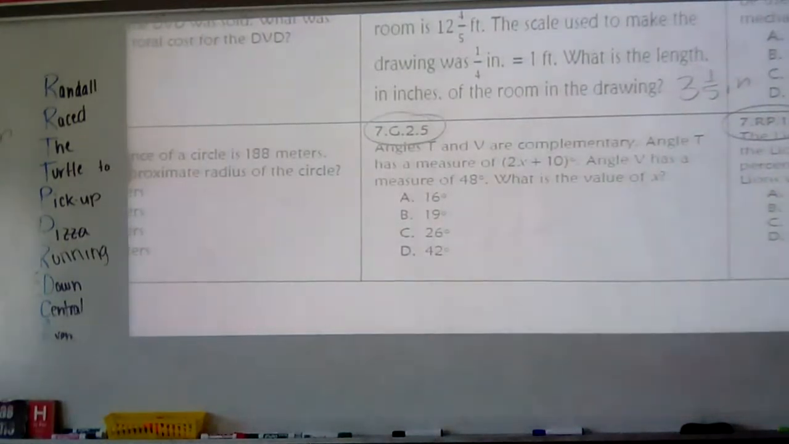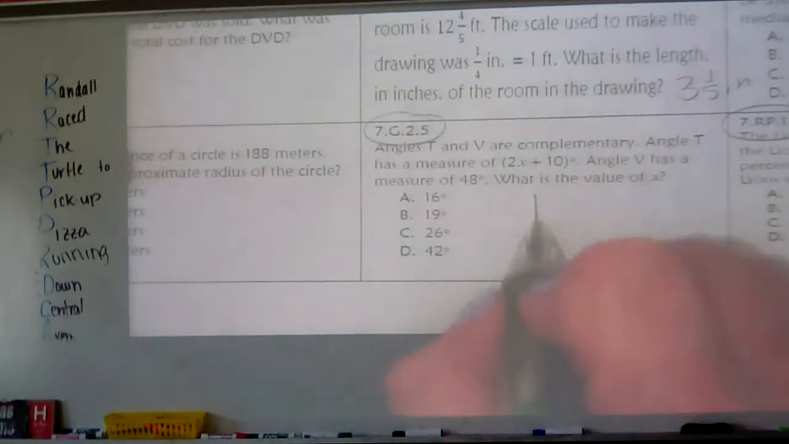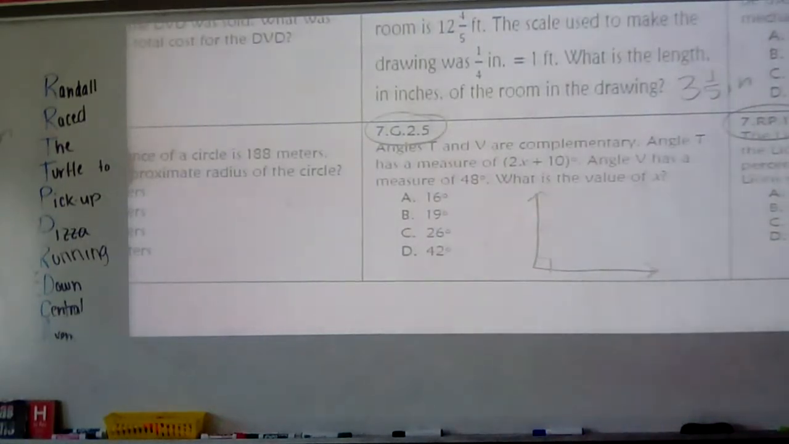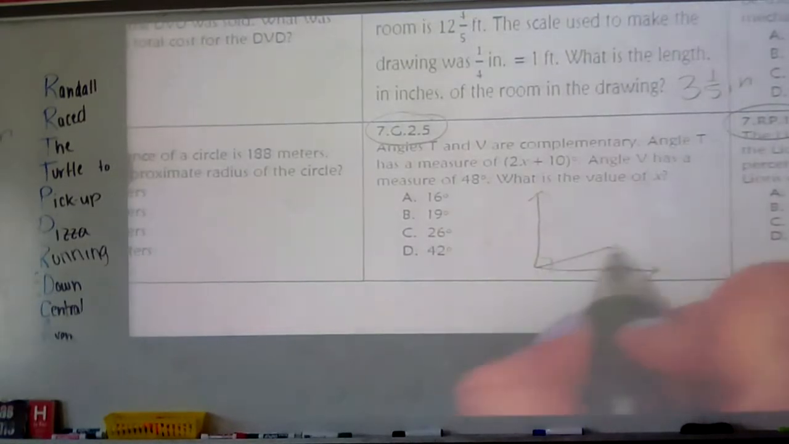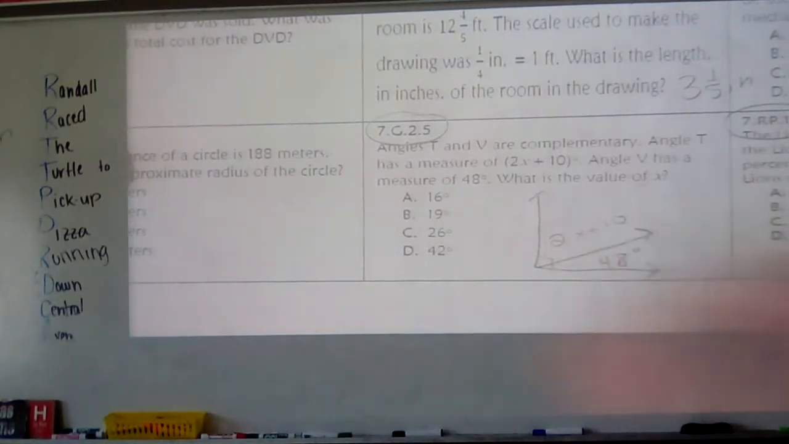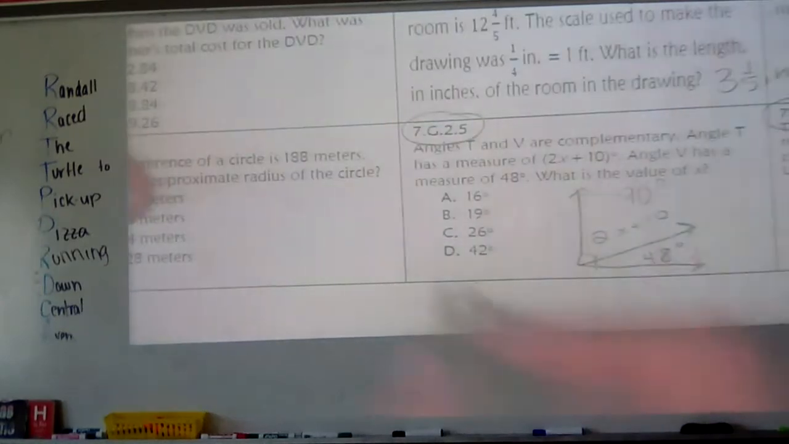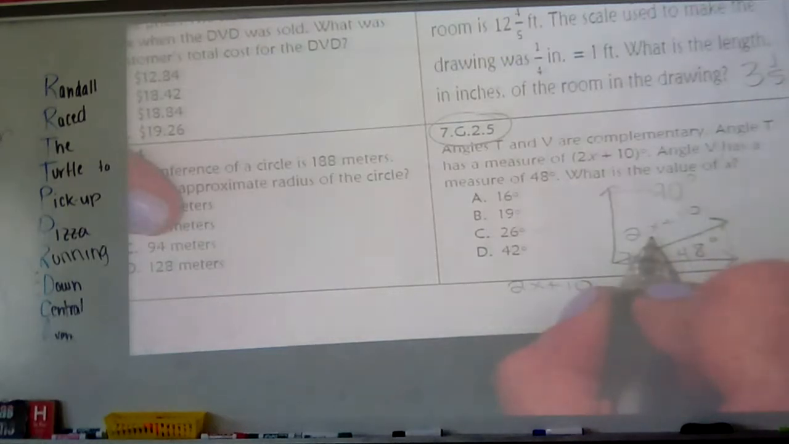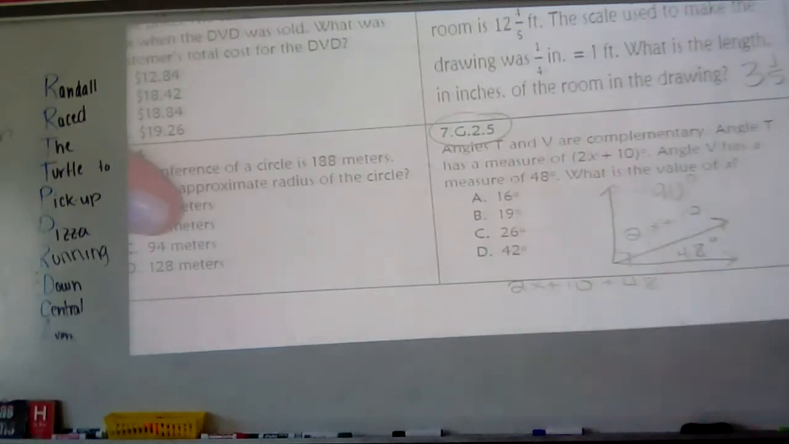Angles T and V are complementary. Angle T has a measure of 2x plus 10, and angle V has a measure of 48. So what is the value of x? We know that complementary means two angles that have a sum of 90 degrees. So I'm just going to draw a model of this. It is not going to be perfect, but I know that these two are going to have a sum of 90 degrees. So I'm going to write an equation: the angle that measures 2x plus 10, plus this angle that measures 48, will be equal to 90.